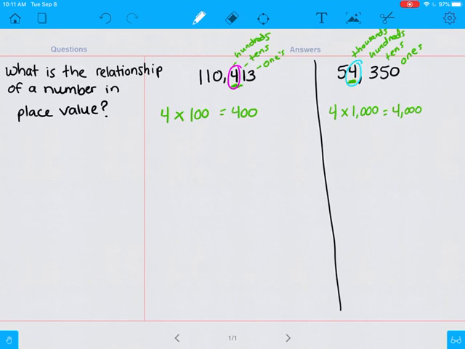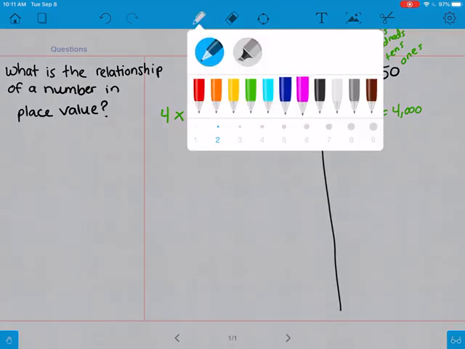So a 4 in the thousands is 4,000. A 4 in hundreds would be 1/10 as much, and a 4 in the tens would be 1/10 as much as that. So we could write a sentence. So let me write this in a different color.